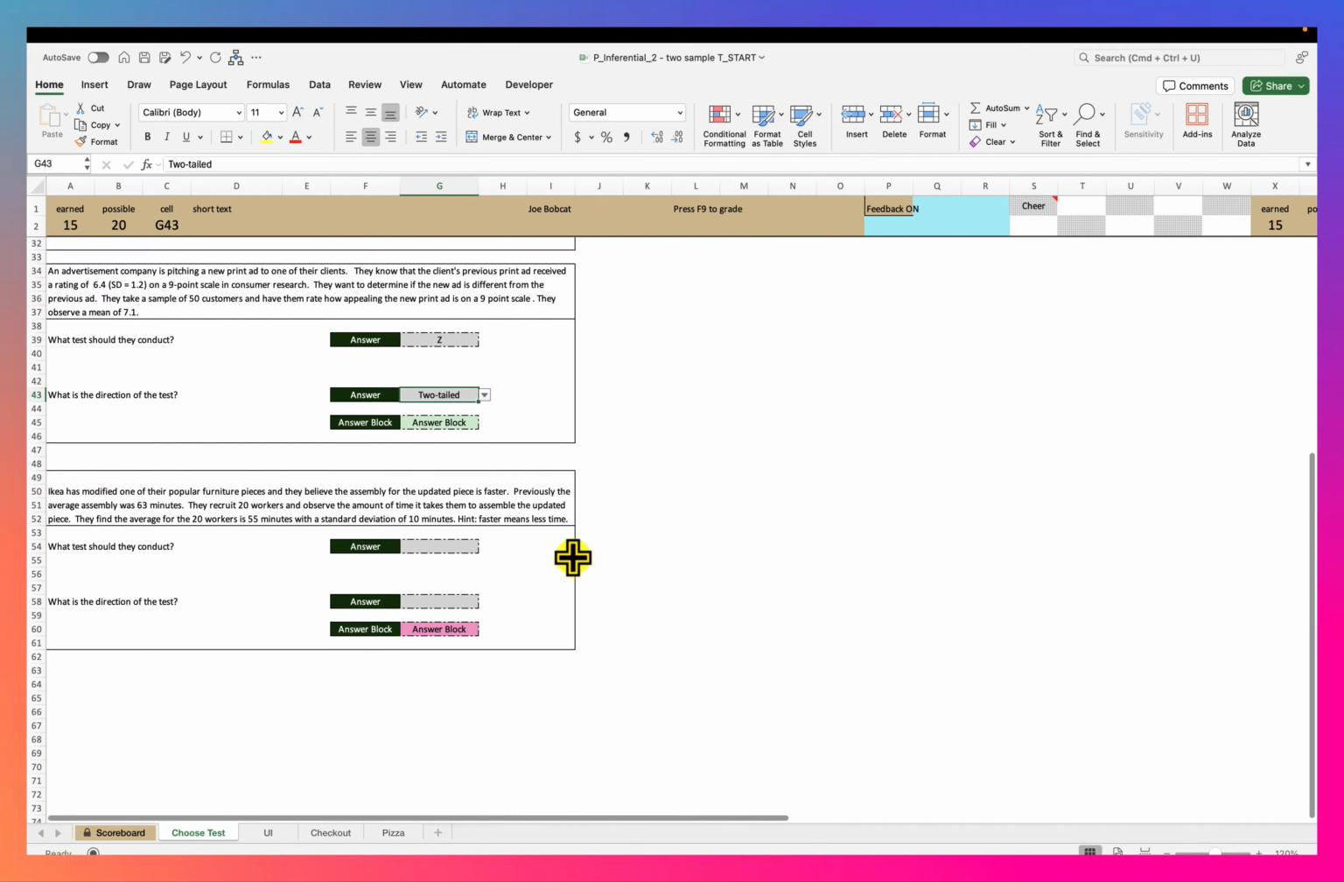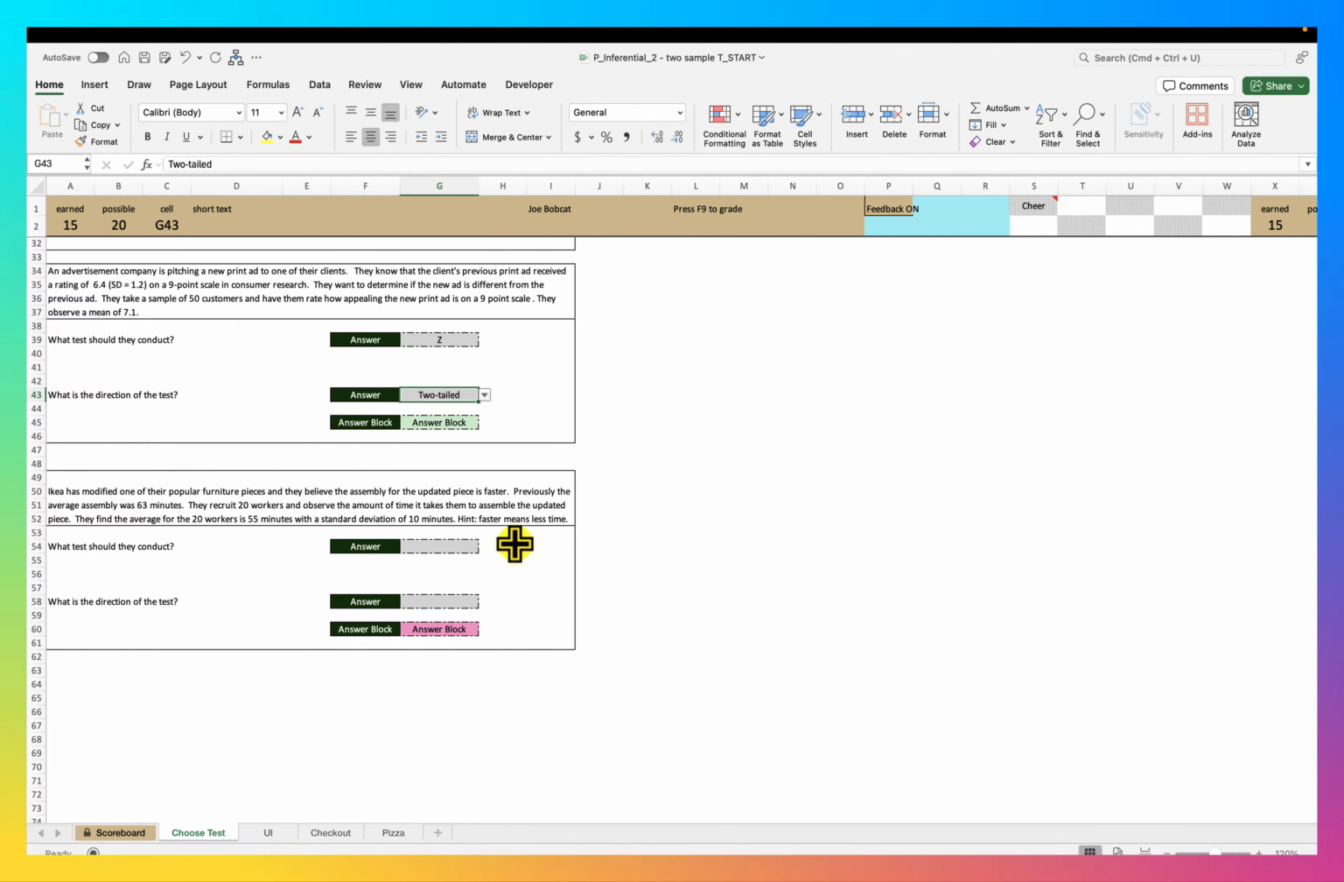And finally, IKEA has modified one of their popular furniture pieces, and they believe the assembly for the updated piece is faster. Previously, the average assembly was 63 minutes. They recruit 20 workers and observe the time it takes them to assemble the updated piece. They find that the average for 20 workers is 55 minutes with standard deviation of 10.